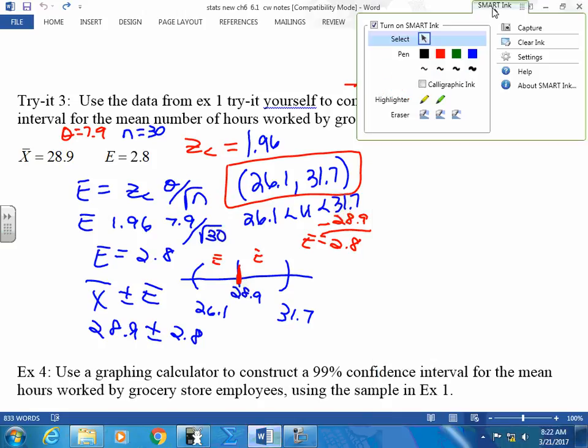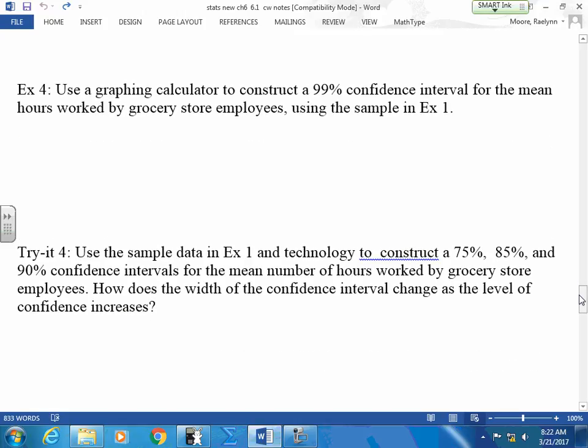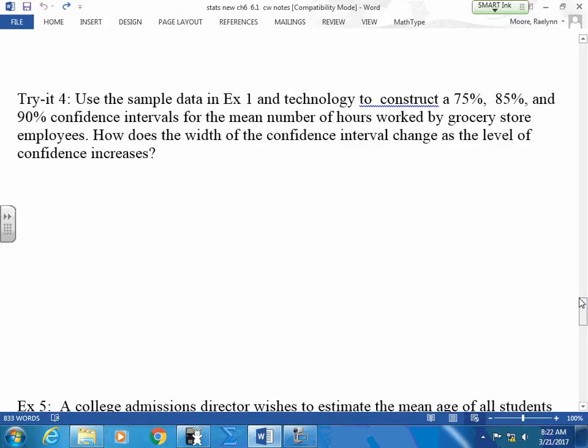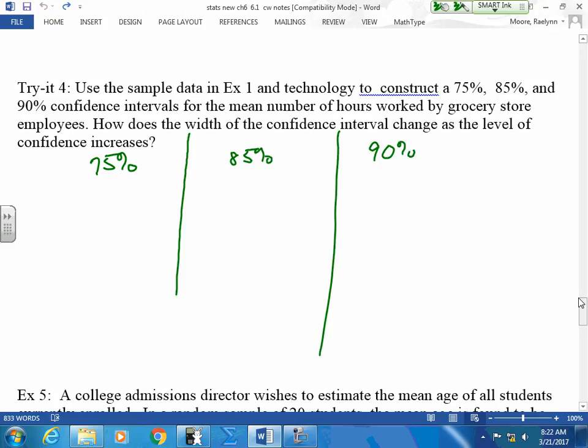All right. So let's try another one. Let's go to this one. Let's go to Try It 4. This is a good one. We're going to use your calculator. We're going to take the sample data in exercise 1, and we're going to construct a 75% confidence interval, an 85% confidence interval, and a 90% confidence interval. And we're going to see what happens.